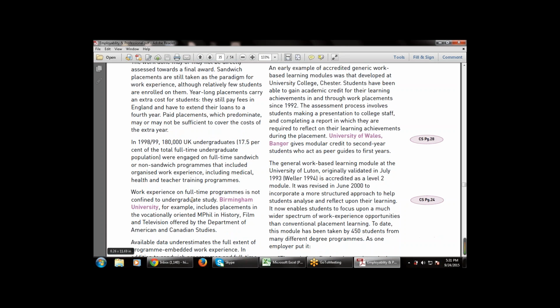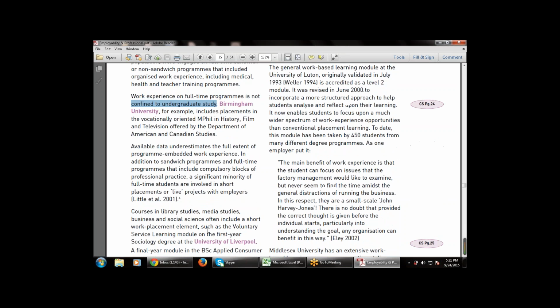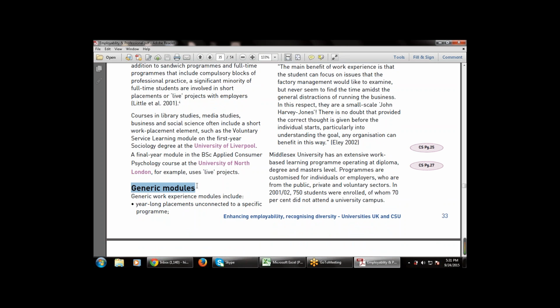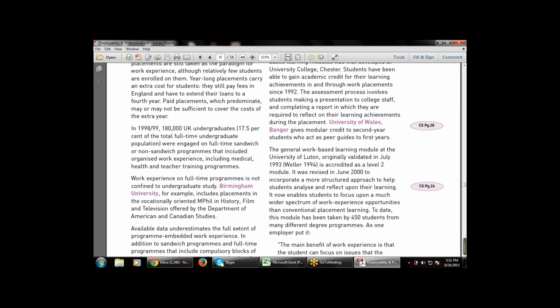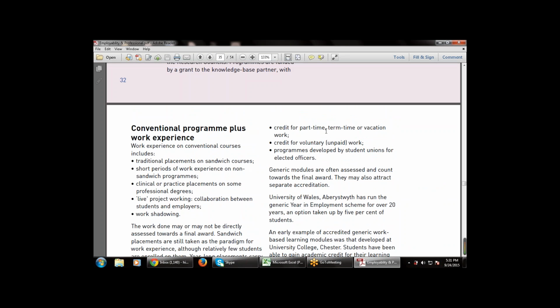So work experience on the full-time program is not confined to the undergraduate studies. Then the various generic modules also include a year-long placement unconnected to a specified program. Then credit for the part-time, term time and vacation program. Whatever the vacation program, term time and part-time work, that is also a part of the term time placement, and of the part-time, term time or vacation credits.